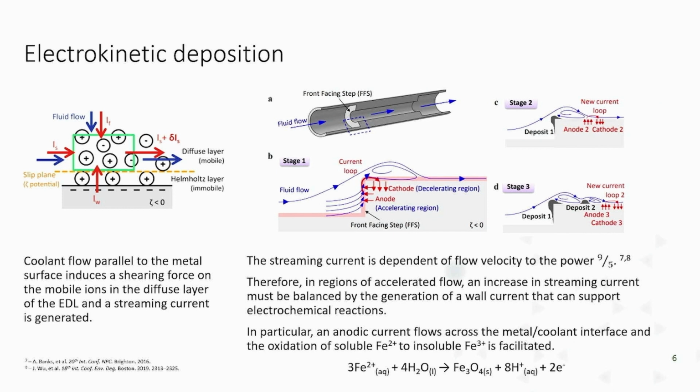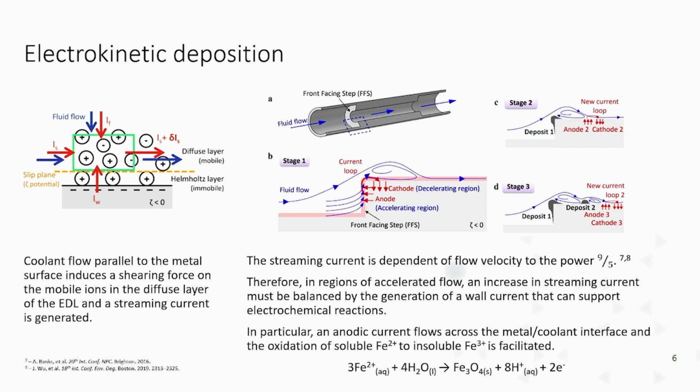balance the charges. So what is thought to happen is we can get the generation of a wall current from the material itself that can support anodic reactions, and in particular, in our case, this one that's at the bottom here. So it can support the oxidation of Fe2+ to Fe3+ in the form of magnetite and form this CRUD deposit on the surface of the flow restriction.